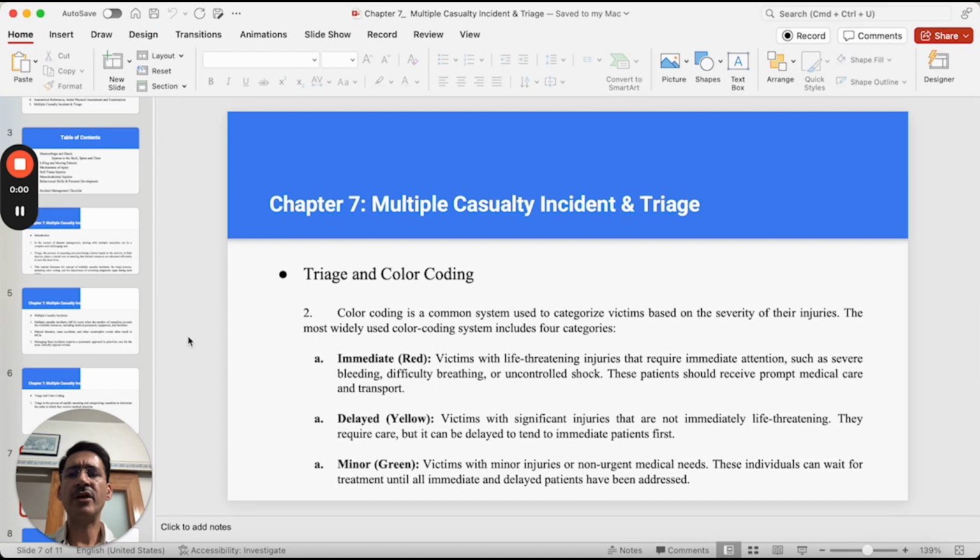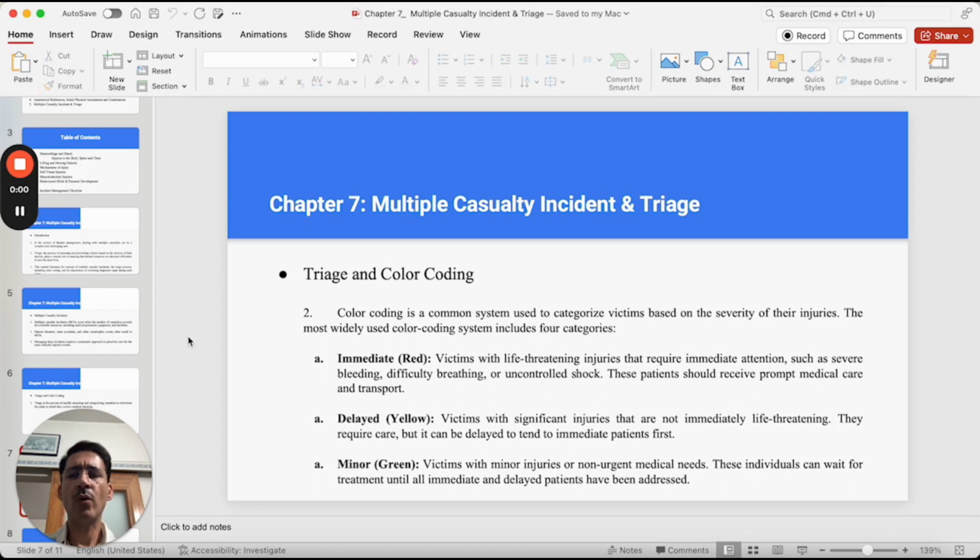The most widely used color coding system includes 4 categories. Immediate, red. Victims with life-threatening injuries that require immediate attention, such as severe bleeding, difficulty breathing, or uncontrolled shock. These patients should receive prompt medical care and transport.